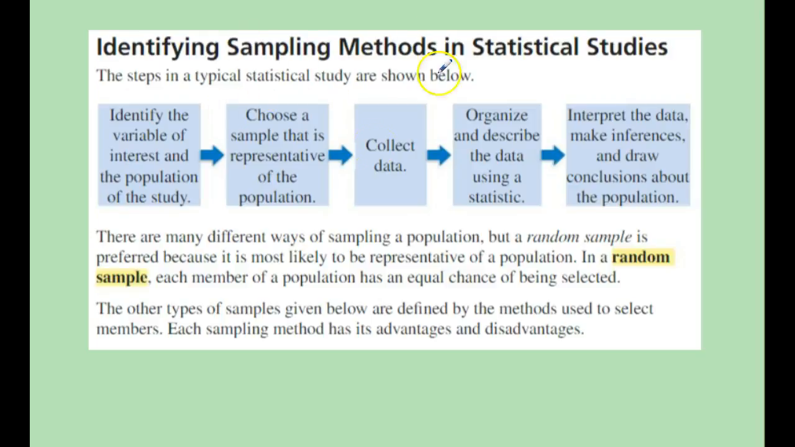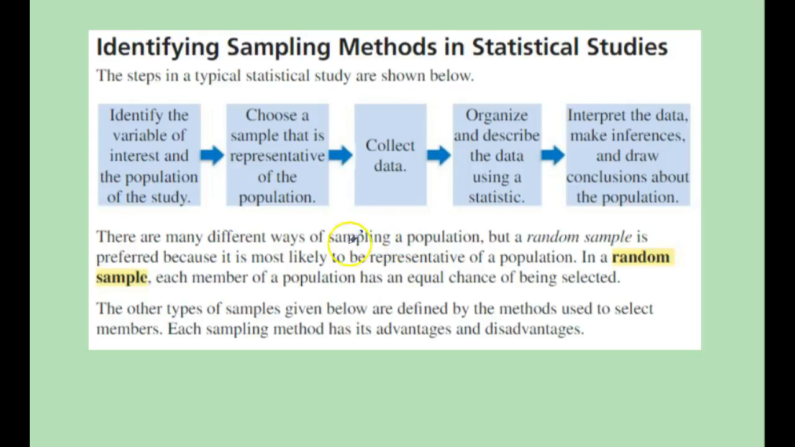So here's kind of our steps in our statistical studies, right? So first we have to identify the variable of interest and the population, right? What do I care about and who am I dealing with? Then I have to choose my sample that's representative of my population, because as we said in section 11.2, it's often not possible to gather the data from an entire population. Then we collect our data. Then we organize our data and describe it using a statistic, right? And we use a statistic because we looked at a sample. Then I can interpret this data and make inferences and draw conclusions.